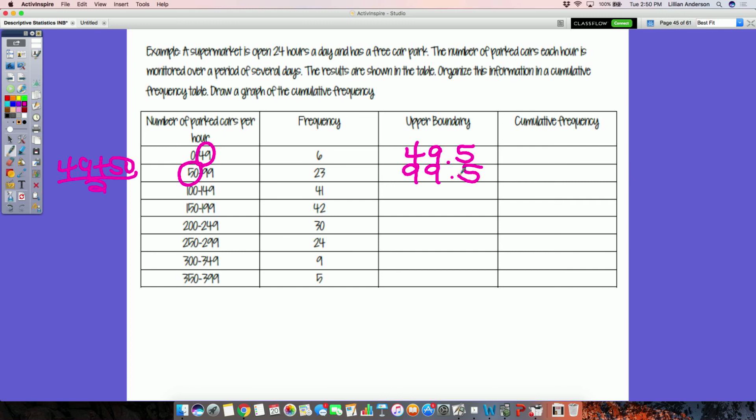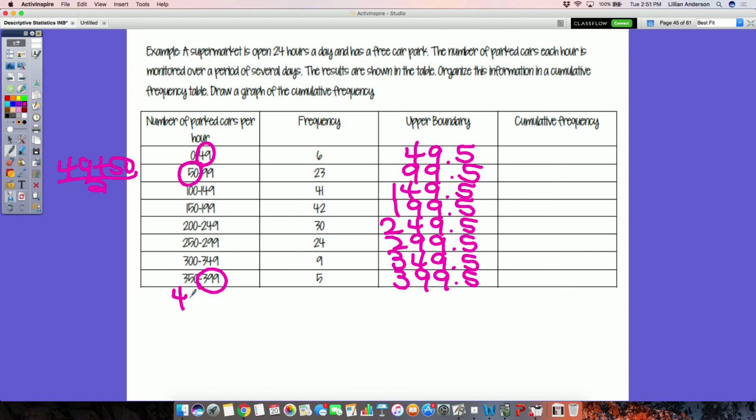What's the next class? 149.5. What about the fourth class? 199.5. And it just continues like that. The next one is 249.5. The one after that is 299.5. The one after that. And the last one. Again, we are taking the upper bound of the class and then the lower bound of the following class. Now, the upper class is 399. If this were to keep going, what would be the lower bound of the next class? 400. And that's why we were able to get 399.5, just in case anybody didn't understand that from the histogram video. We're good?